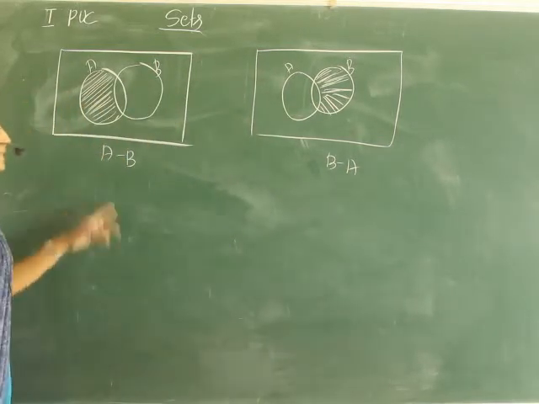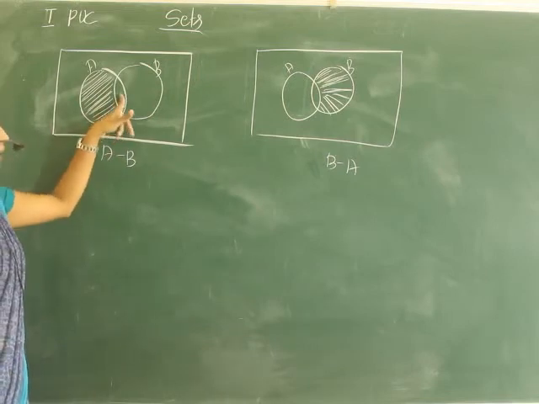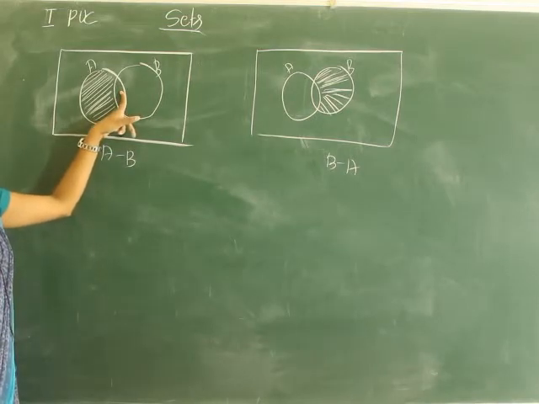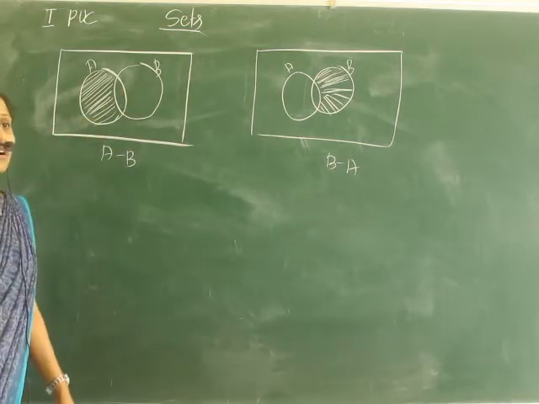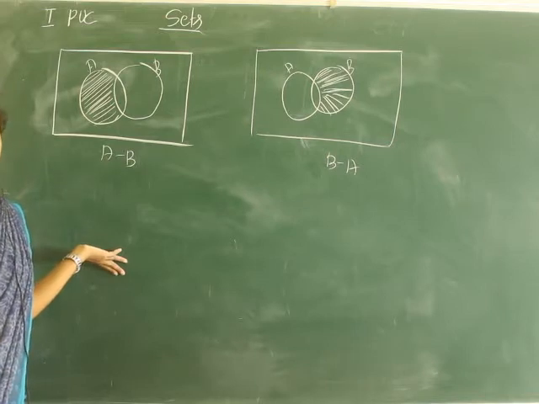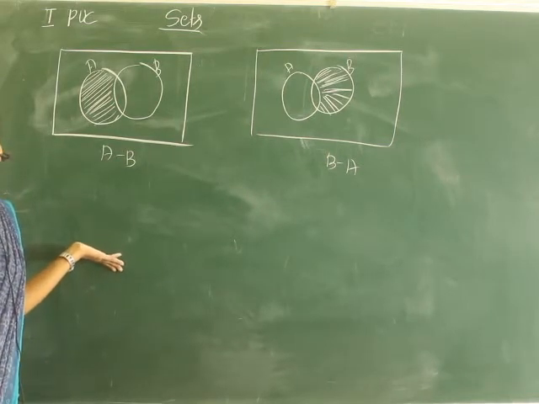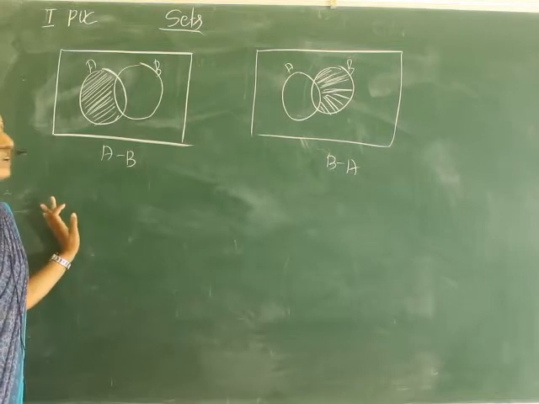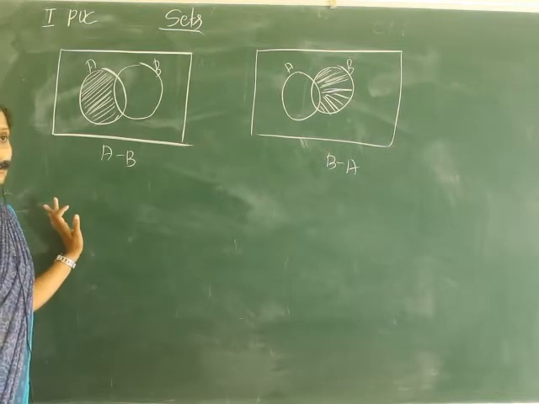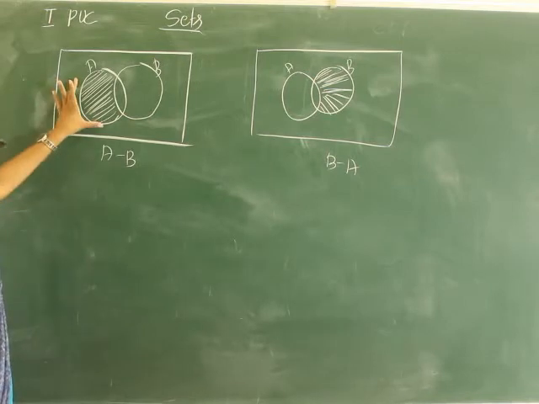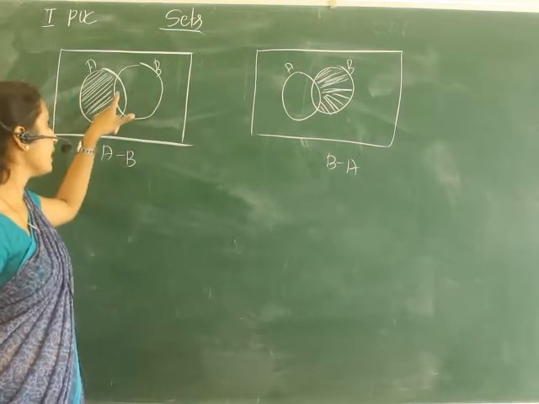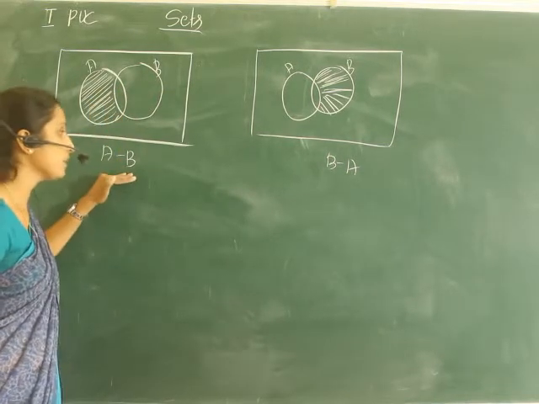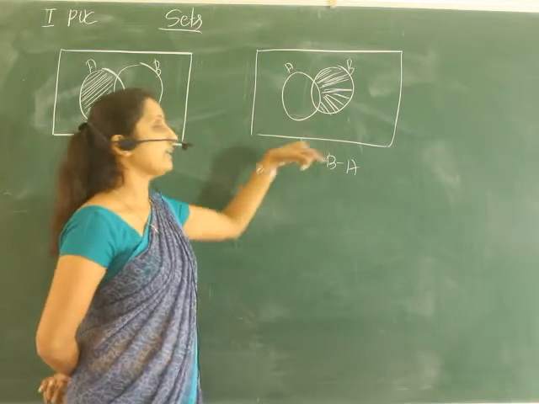Now you can see this is A minus B and that is B minus A, and this region is the intersection, the common region. The sets are called disjoint if their intersection is empty, if there is no common element. Now you can see this is A minus B, this is B minus A, and this is A intersection B. There is no common element between A minus B, B minus A and A intersection B.